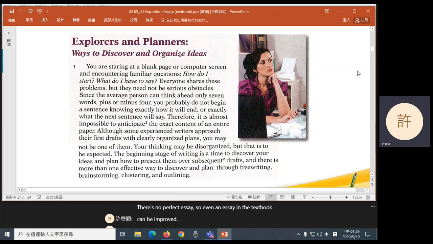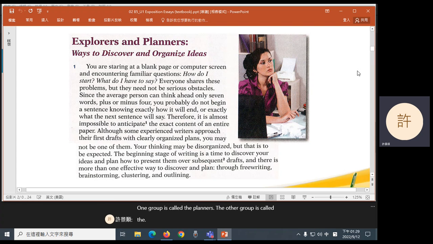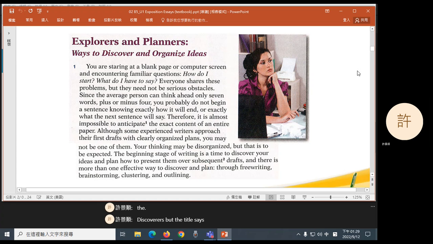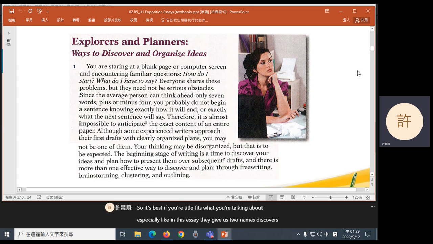The first thing that could be improved is the title. It gives us two groups of people, right? One group is called the planners. The other group is called the discoverers. But the title says explorers. Why? Very strange. So it's best if your title fits what you're talking about. Especially in this essay, they give us two names, discoverers and planners. But for some reason, the names are different in the title, and that can be kind of confusing.